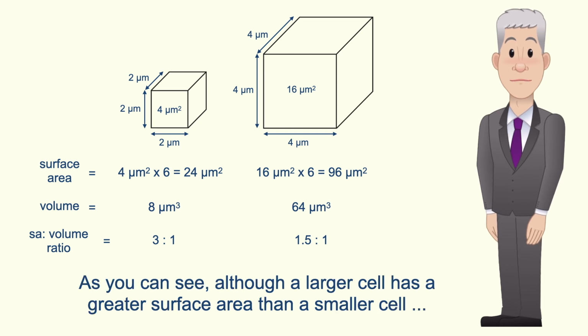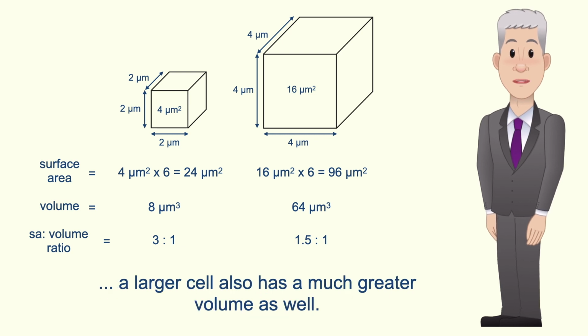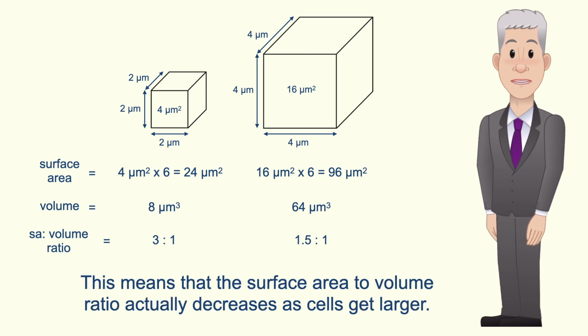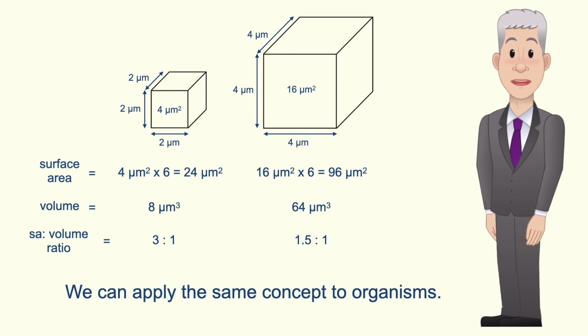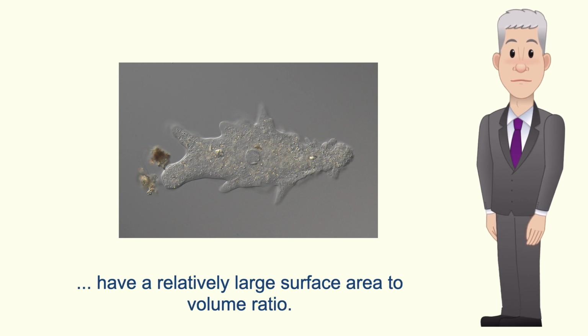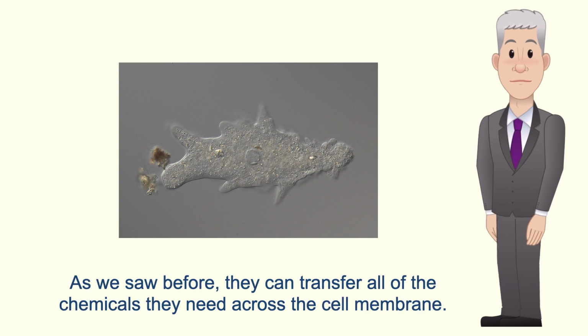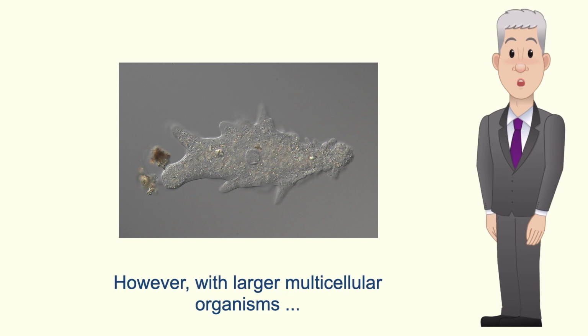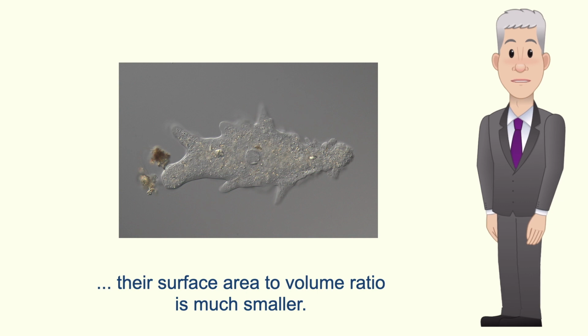So as you can see, although a larger cell has a greater surface area than a smaller cell, a larger cell also has a much greater volume as well. This means that the surface area to volume ratio actually decreases as cells get larger. Now, we can apply the same concept to organisms. Going back to our amoeba, single-celled organisms have a relatively large surface area to volume ratio. And as we saw before, they can transfer all of the chemicals they need across the cell membrane. However, with larger multicellular organisms, their surface area to volume ratio is much smaller.